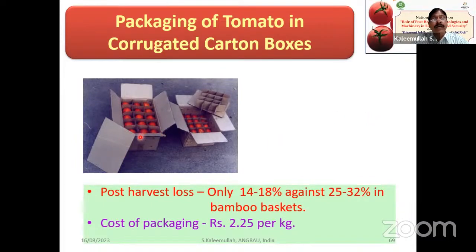This is the corrugated cotton boxes where each tomato will be kept in a cell, and thereby there won't be any damage. Generally, the farmers will be sending through bamboo baskets. In such cases, the losses will be very high, around 25 to 30%. But here the losses will be very, very less. But of course, you have to meet the packing cost, nearly 2.25 per kg.